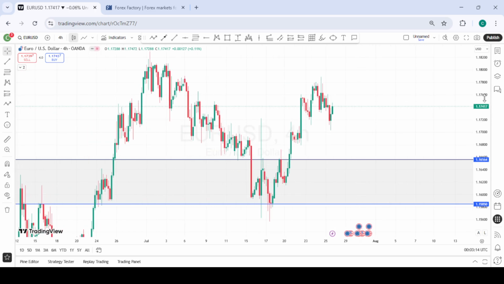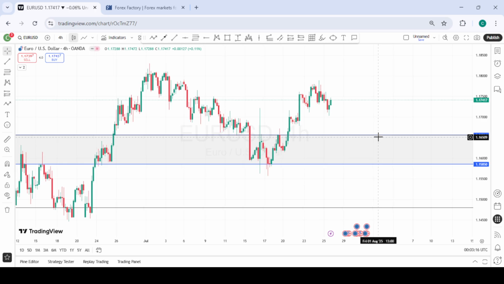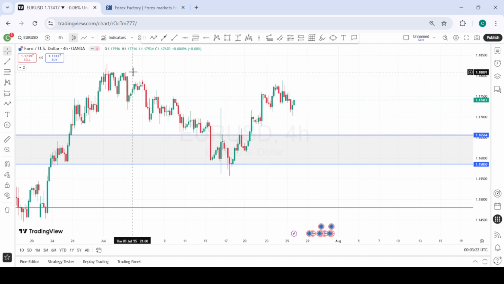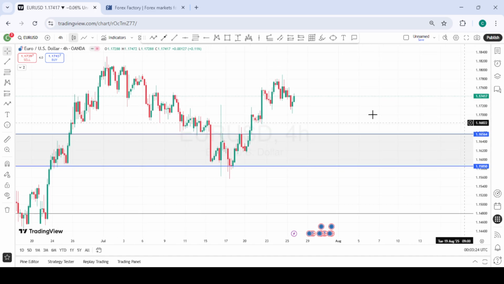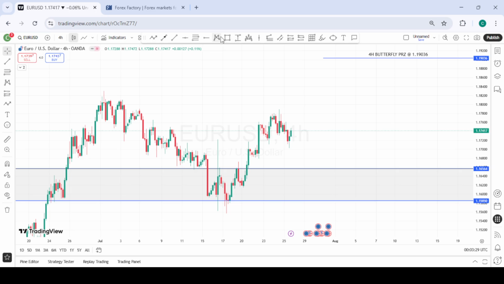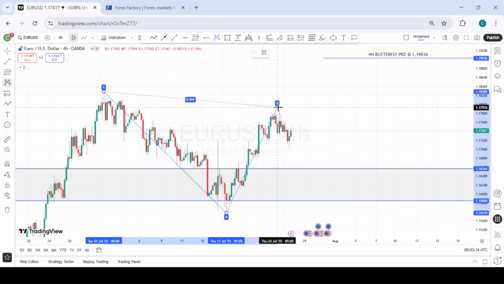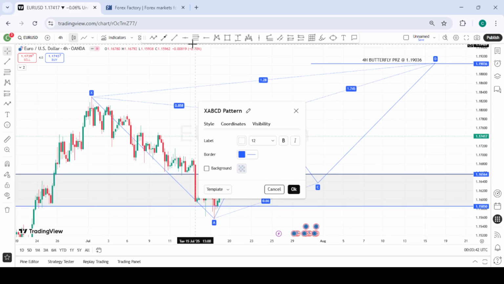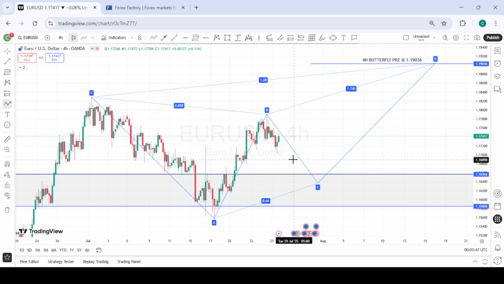So we have EURUSD, like I explained earlier. EURUSD has now given us a B leg of a potential harmonic pattern, which is a potential butterfly pattern. So this is our X, our A, our B, and a potential C leg, then to our D leg to complete the pattern. What we'll be looking out for is a possible pullback to this region.